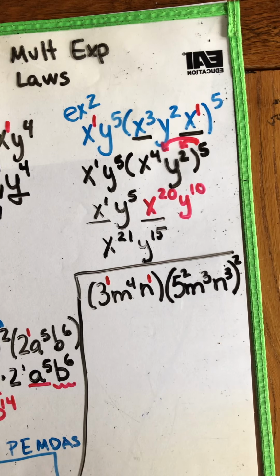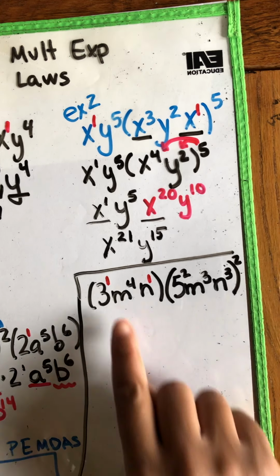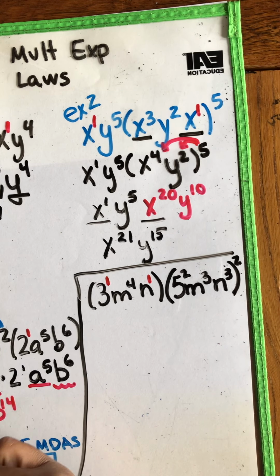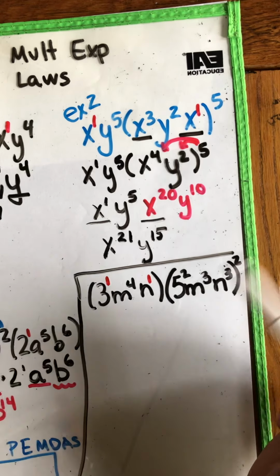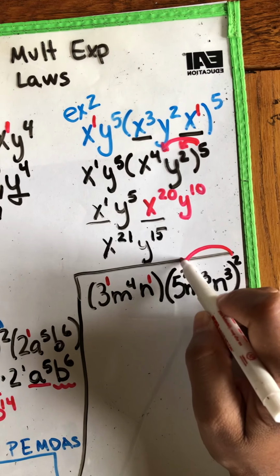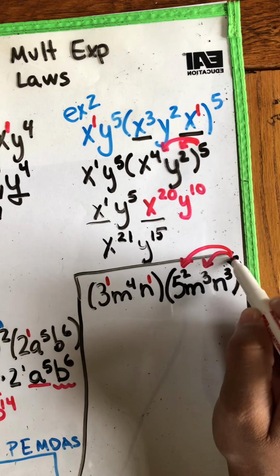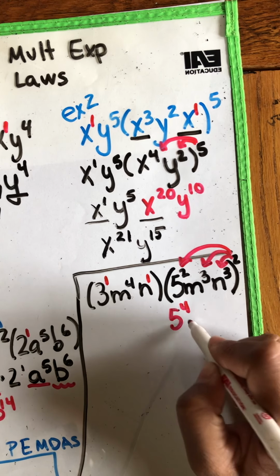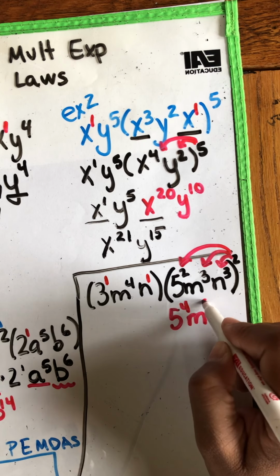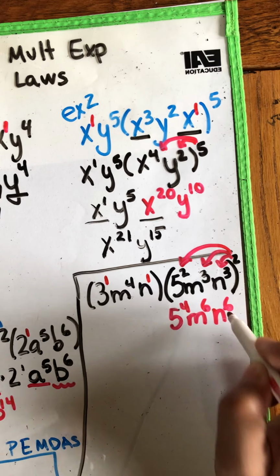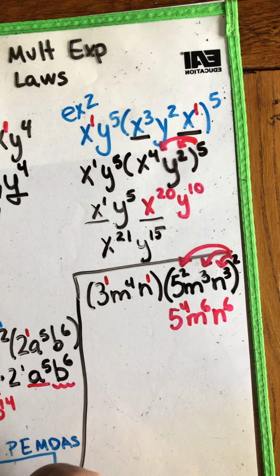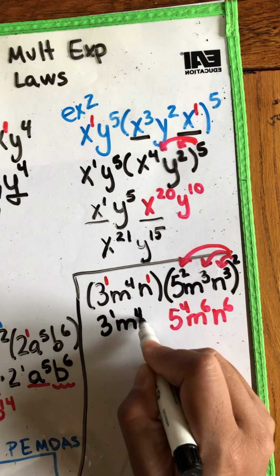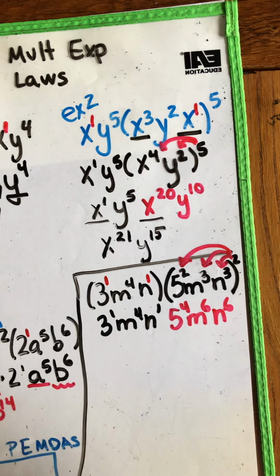All right, so do I have anything inside my parentheses I could do? No, no. So now I'm on E. Do I have an exponent touching the outside of my parentheses? And I do, so let's go ahead and do that. This changes all of this to 5 to the 4th, which is not 20. M to the 6th, N to the 6th. Do not distribute to this first parentheses because the exponent is not touching that parentheses.